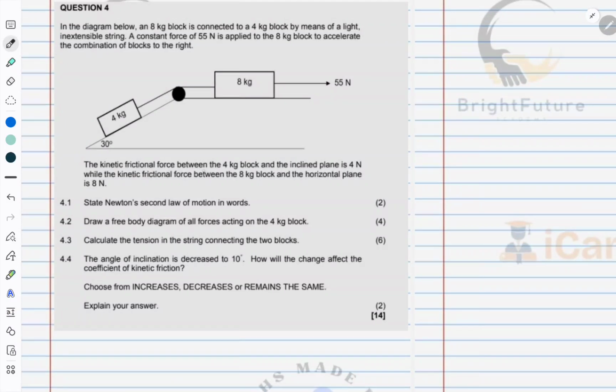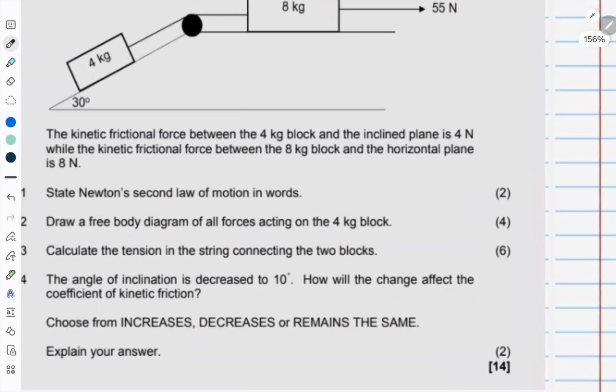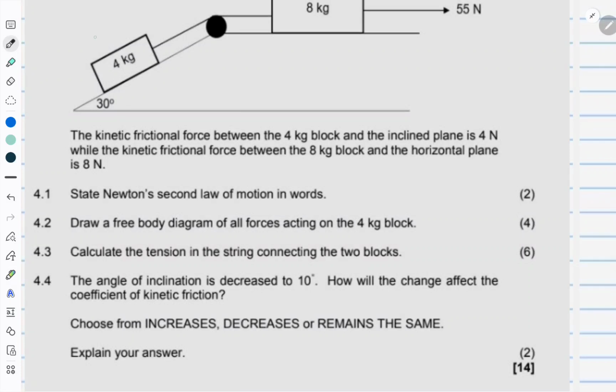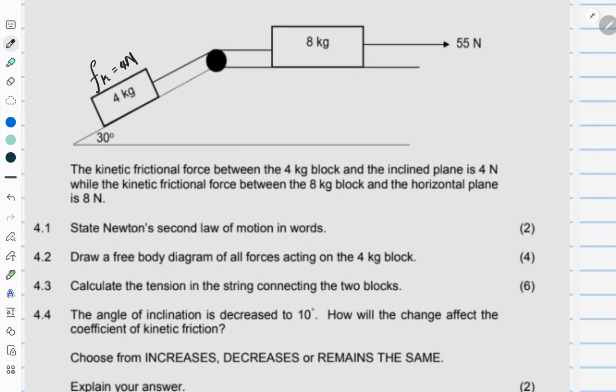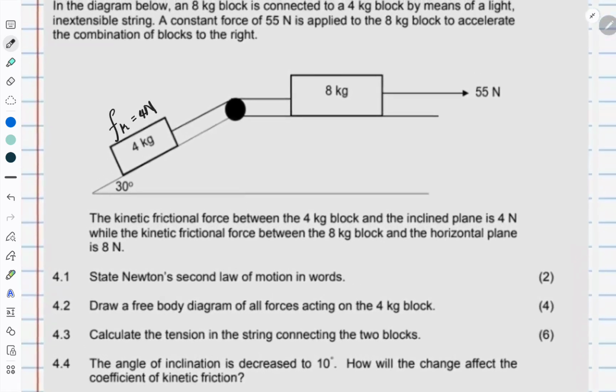The kinetic frictional force between the 4 kilogram block and the inclined plane is 4 newtons. So we know that for this one we have a kinetic frictional force of 4 newtons. And the kinetic frictional force between the 8 kilogram block and the horizontal plane is 8 newtons. So this one is 8 newtons.